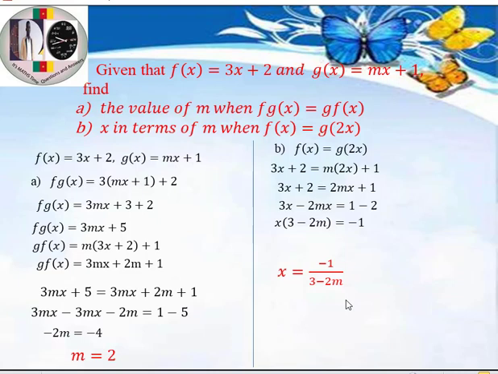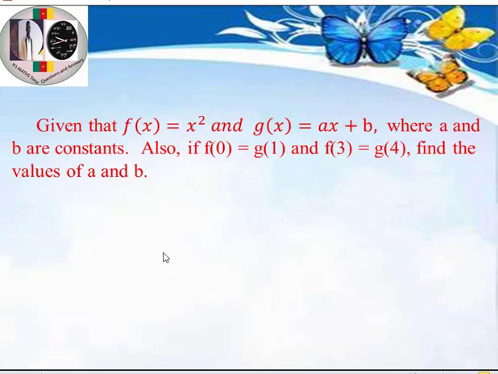So before you go, solve this next question and post your answer on the comment sections. Then later on today or another day, we'll have a video for the solution of the next question, and the next question is nothing but this. Given that f of x equals to x squared and g of x equals to ax plus b, where a and b are constants. Also, if f of 0 is equals to g of 1 and f of 3 is equals to g of 4, find the values of a and b.